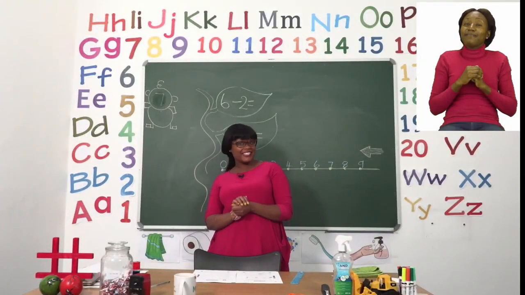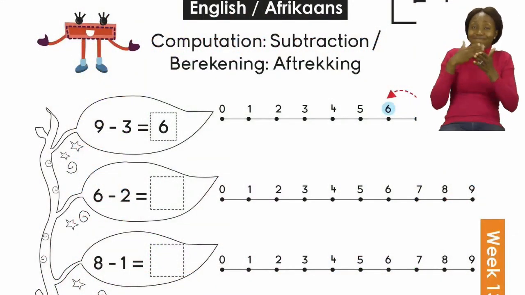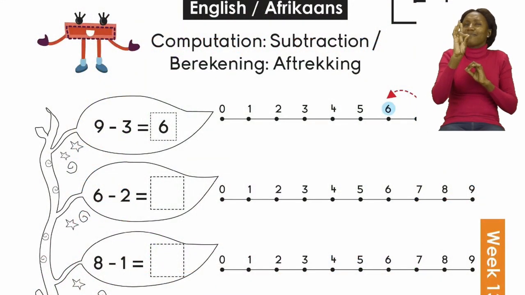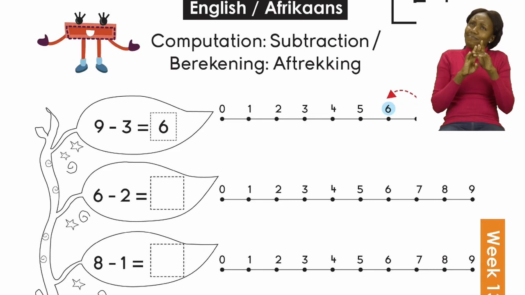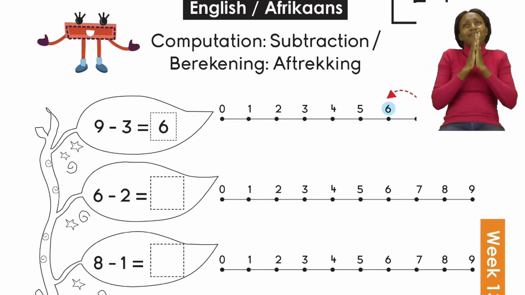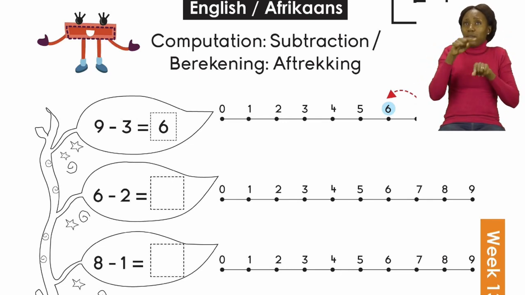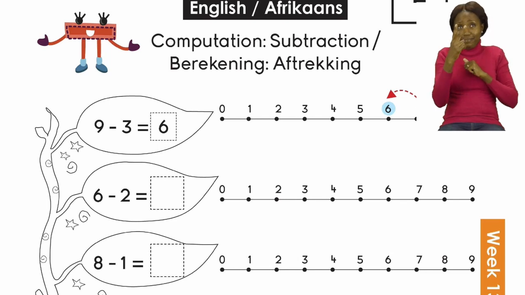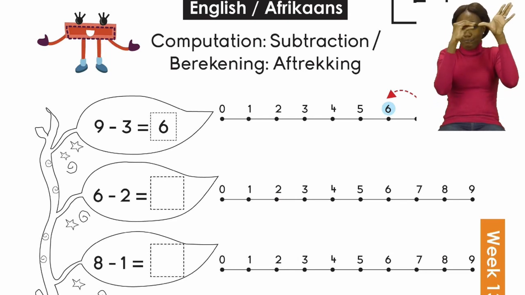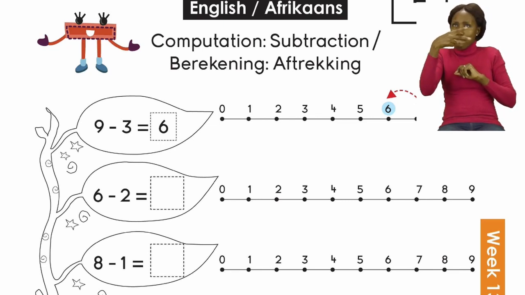For our next activity, boys and girls, let's all go to page 7. On page 7, we are going to be doing computation, and this time we are doing subtraction. Remember, subtraction means to take away or to minus. So instead of counting forward, we are going to be counting going backwards. Now, as you can see, the first one has already been done for you. It says 9 minus 3 equals 6.